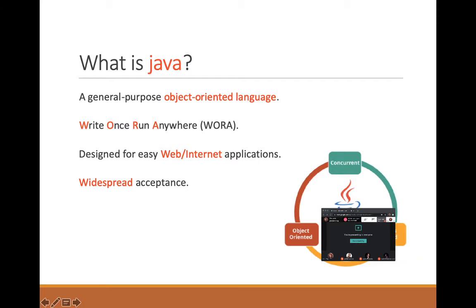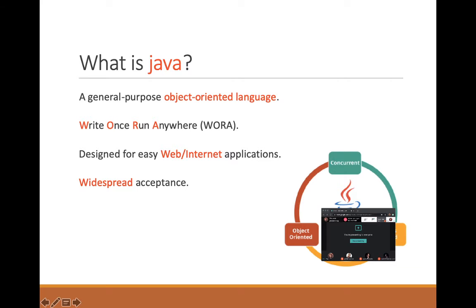So, ayan. What is Java? A general purpose, object-oriented programming language. Write once, run anywhere. So, yun yung tawag sa kanya, WORA. Write once, run anywhere. Designed for easy web internet applications and widespread acceptance.